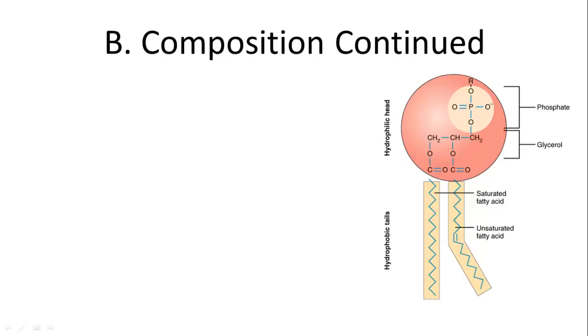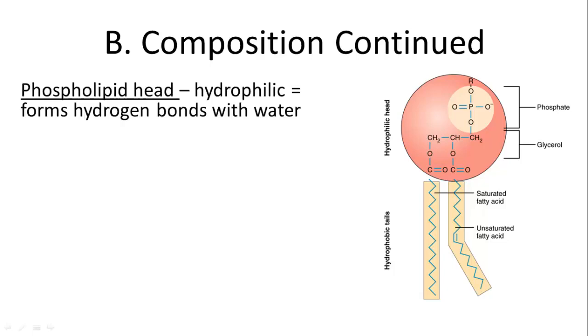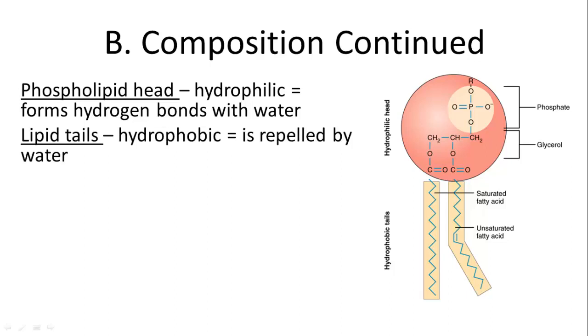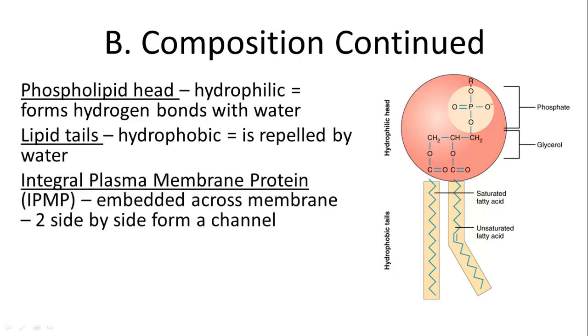A phospholipid, I just mentioned its structure before, has a phosphorus head, which is hydrophilic, and it forms hydrogen bonds with water. That's what's going to make it hydrophilic. And it has these lipid tails, which are hydrophobic, so those point away from the water. And it's double layered, so you have another layer of phospholipids on the other side, and the tails point towards each other and the heads point away.